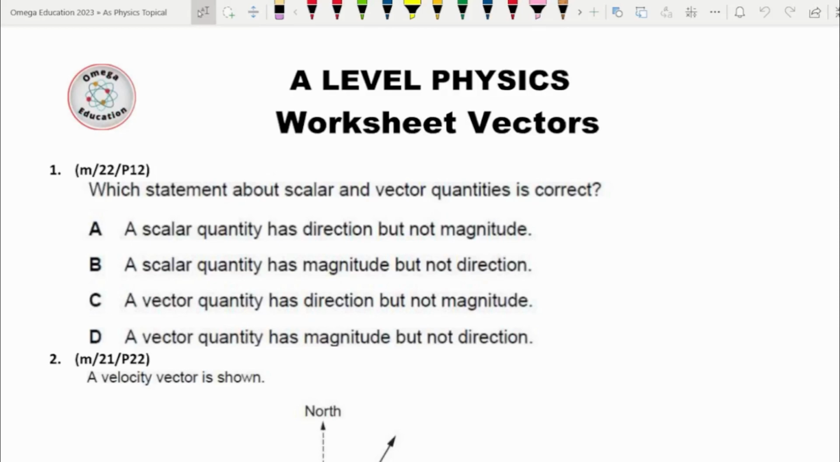So today I'm solving the past paper questions of the topic vectors of A-level physics. The statement and the theoretical questions, I'm going to fast forward those. For example, the very first one, we have B as the right answer because the scalar has magnitude but not direction. And we'll be spending more time on the diagrams and the questions that you guys find slightly problematic.